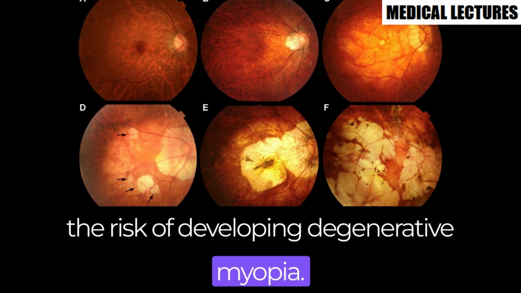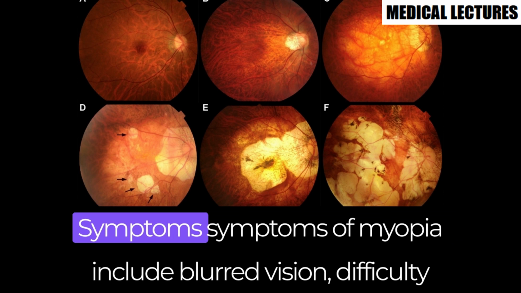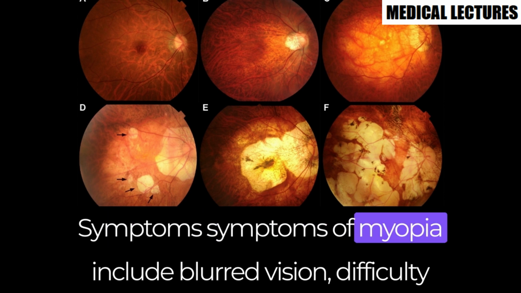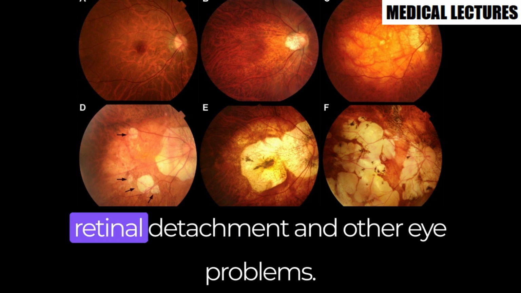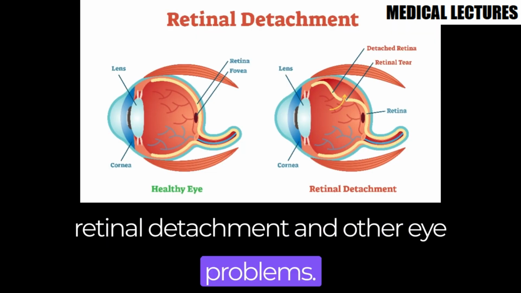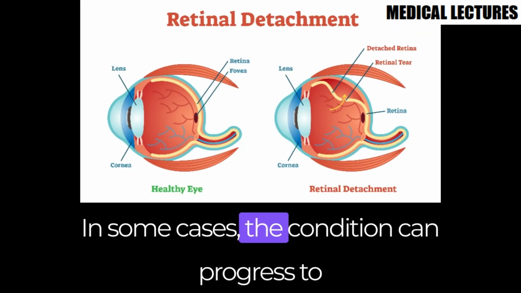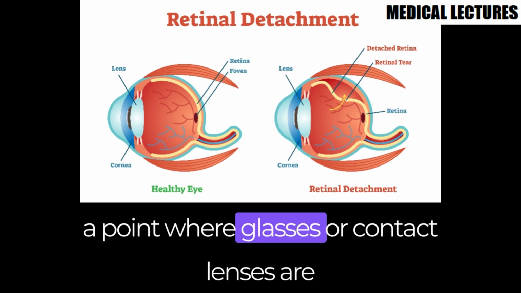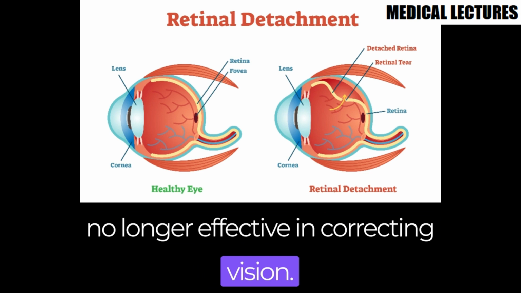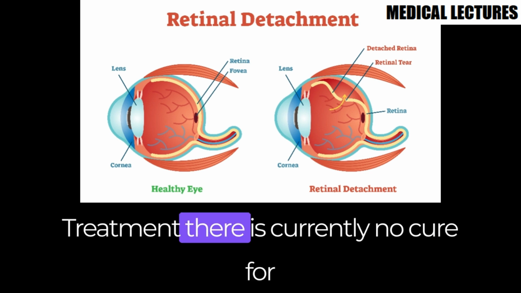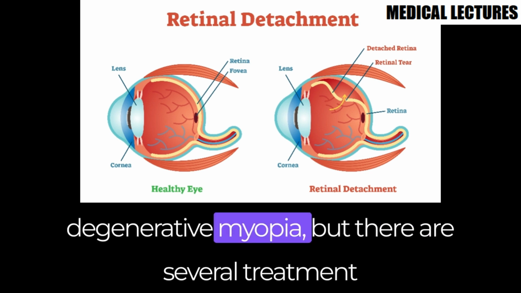Symptoms. Symptoms of degenerative myopia include blurred vision, difficulty seeing at night, and a higher risk of retinal detachment and other eye problems. In some cases, the condition can progress to a point where glasses or contact lenses are no longer effective in correcting vision. Treatment. There is currently no cure for degenerative myopia, but there are several treatment options that can help manage the condition.